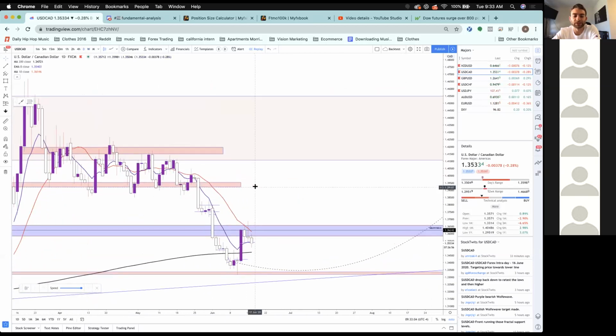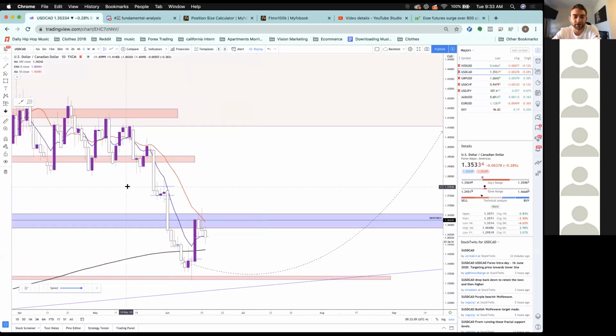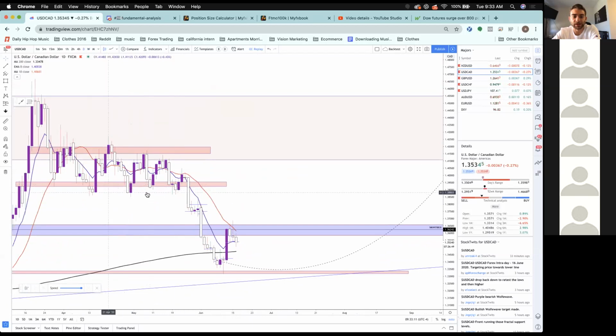If we were just to focus on the daily and below, we are in a downtrend. The daily time frame broke these lows, these higher lows, and now we're potentially forming a lower high at this monthly resistance level right now, or we're just looking to continue momentum.